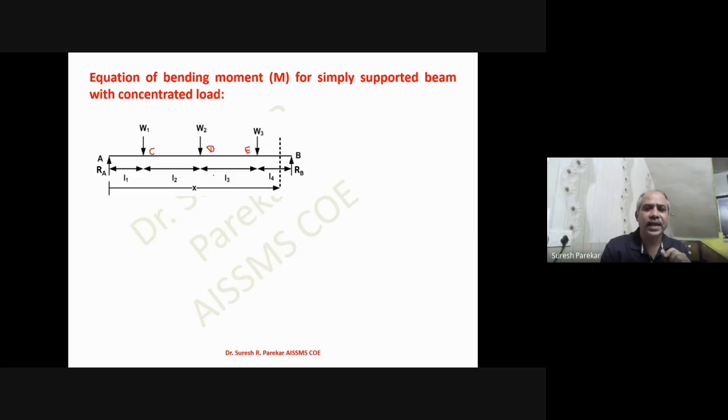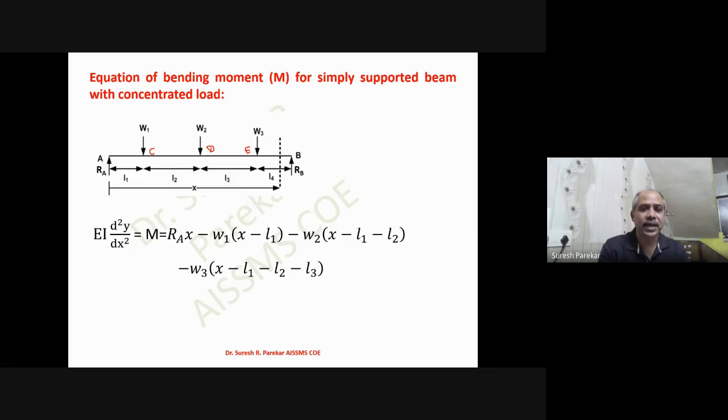So what bending moment will we get? RA into X, that is RA multiplied by X, clockwise so plus, minus W1 into this distance, because anti-clockwise. Now we have the total as X, and we have to subtract L1, so minus W(X minus L1). Here we have the first compartment, then this will be my second compartment, then this will be my third compartment, and then this will be the last.